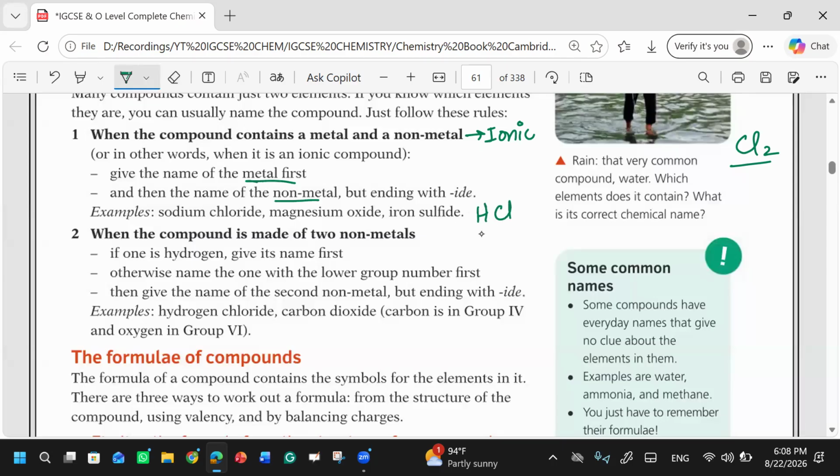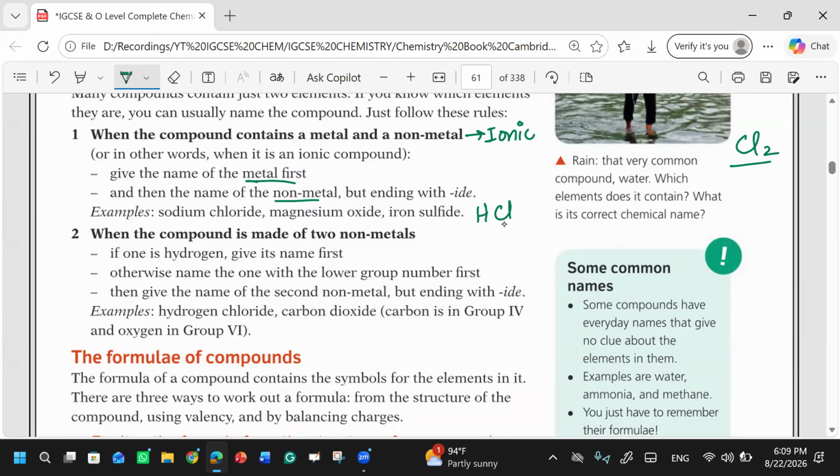Hydrogen will get a duplet, and chlorine will get the octet. Hydrogen is sharing one while chlorine has seven in the valence shell, right? So that's why there is sharing.